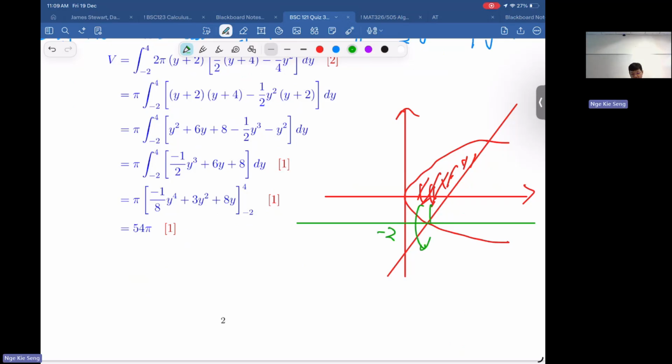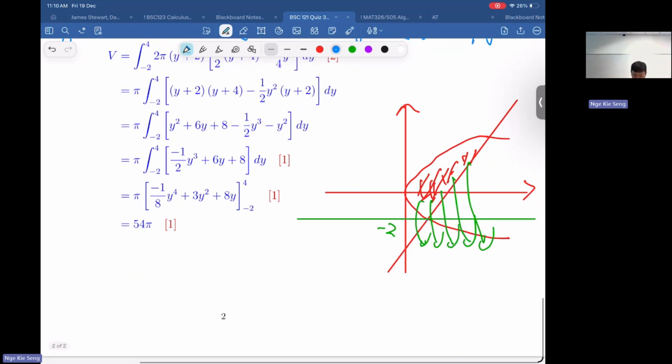So you revolve this. The question asks you to use cylindrical shell. To use cylindrical shell, you need to draw your cylinder first. So how does this cylinder look like? How does this cylinder look like actually? So let me draw the other side of your thing like that.